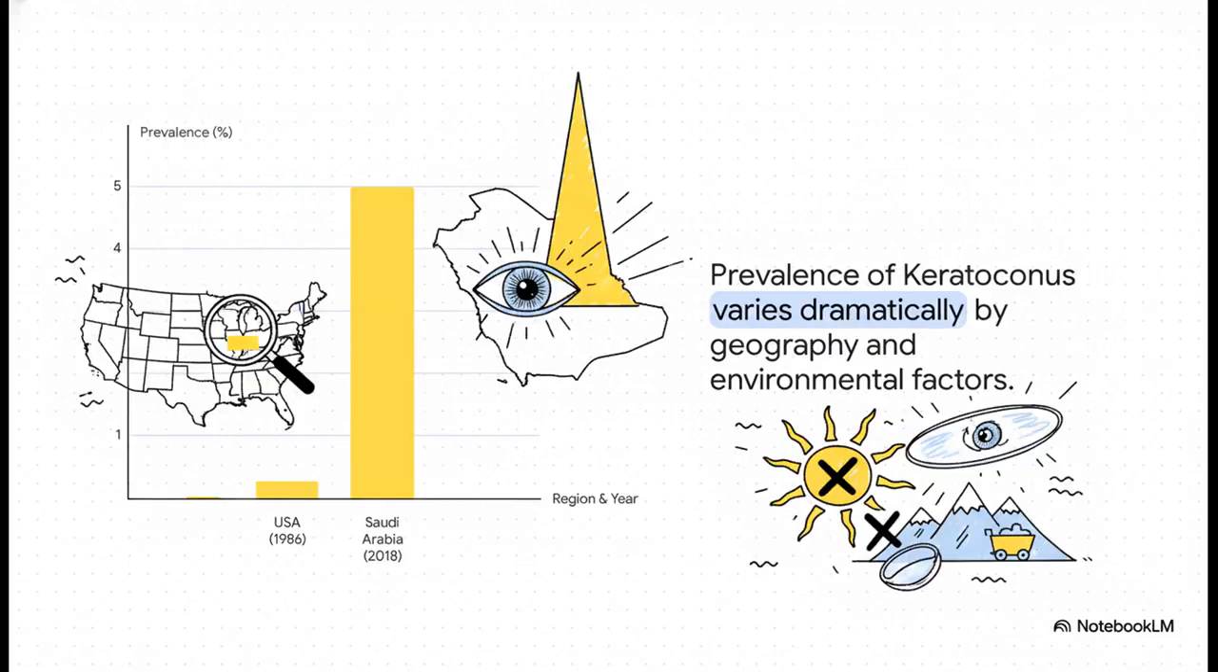And prevalence isn't the same everywhere, not even close. You see this massive 100-fold difference between the US back in the 80s and modern Saudi Arabia. And this is where we really see the impact of environmental factors. For example, in the mining zones of northern Chile, where the ozone layer is damaged and UV exposure is incredibly intense, the incidence of keratoconus is just dramatically higher.